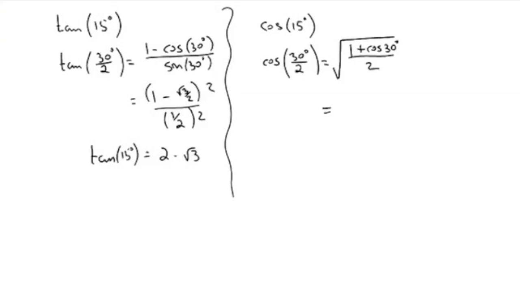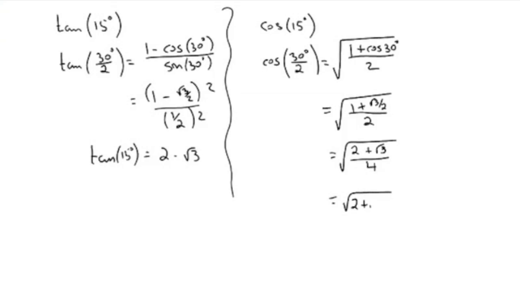I'm going to write this properly. So this is the square root of 1 plus the square root of 3 over 2, all divided by 2. Multiply everything on the inside by 2, to get rid of the complex fraction. This becomes the square root of 2 plus the square root of 3, all over 4. The square root of 4 is 2, so that simplifies. I get the square root of 2 plus the square root of 3, all over 4.